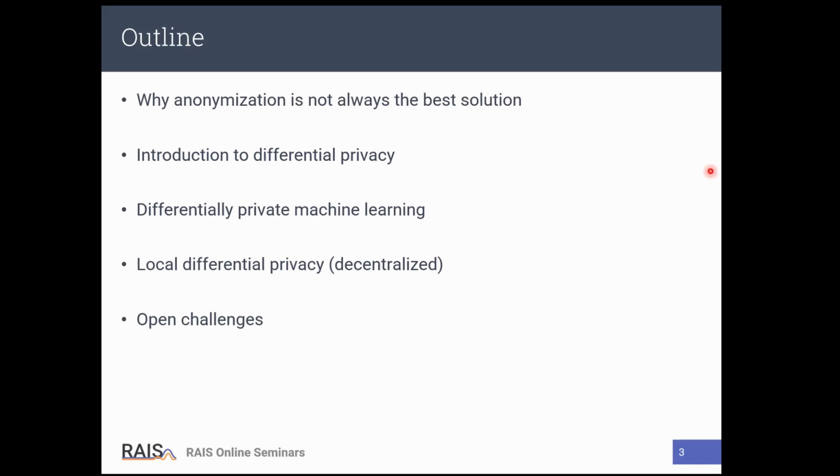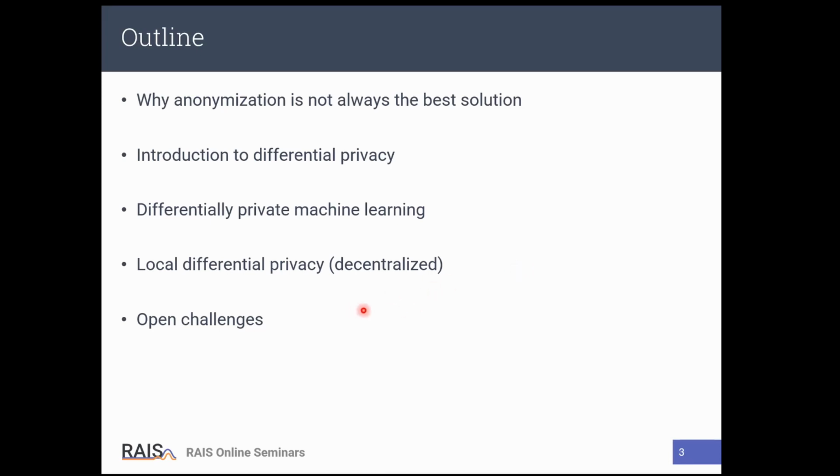Then I will move to two practical applications, which are differentially private machine learning and local differential privacy, which is what is used in practice by big companies such as Google and Apple, because it is decentralized and it doesn't require any trust in the company. All the processing is done locally by the users.